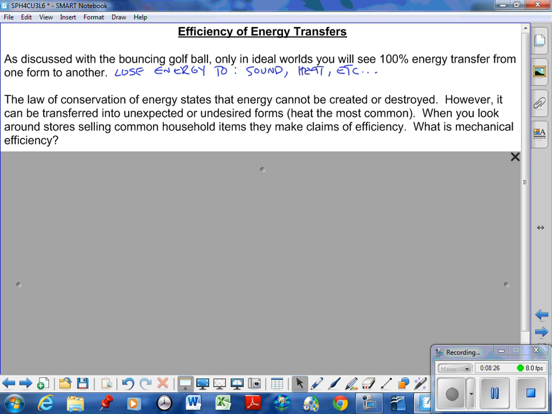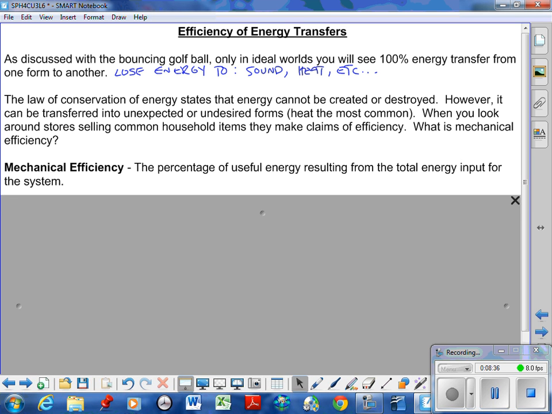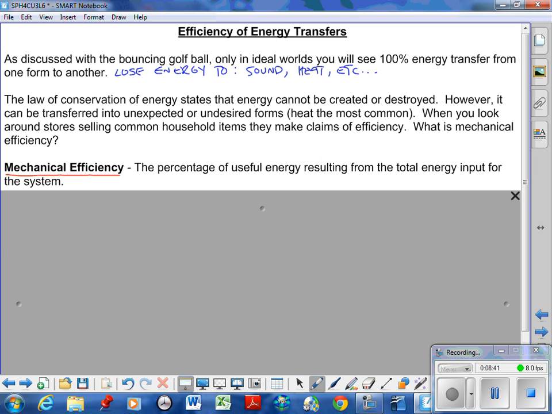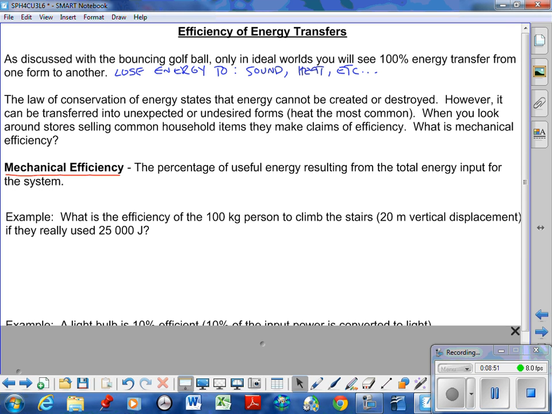When you look around stores selling common household items, they talk about efficiency, and it's a huge thing right now when we're talking about energy conservation. So what is mechanical efficiency? Mechanical efficiency is the percentage of useful energy from the total energy in. So we put in so much energy, what percent of that was actually doing what we want it to do? The example here: what is the efficiency of a 100 kilogram person climbing the stairs 20 meters? Like the previous example, they really used 25,000 joules of energy.